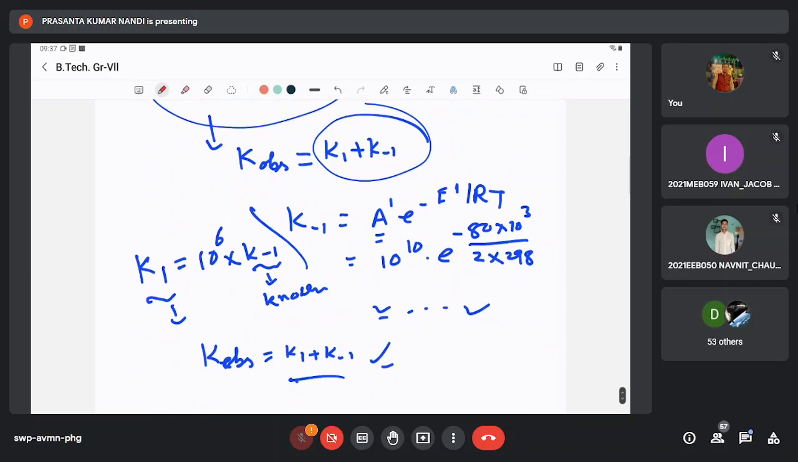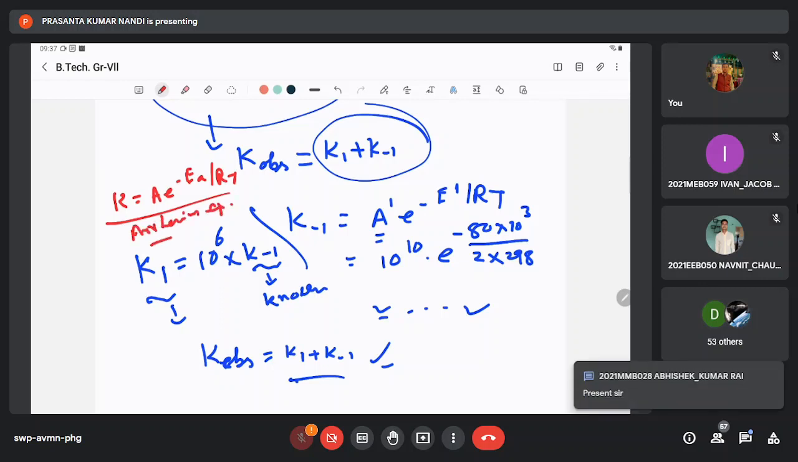This is clear. I think we use the Arrhenius equation, right? The simple formula K equal to A into e to the power minus E by RT. I have used that. So I think you have understood this problem. And the unit constant is very important. Here it is kilocalorie, I have converted it to calorie. So the R value is almost 1.98, around 2 calorie per mole.